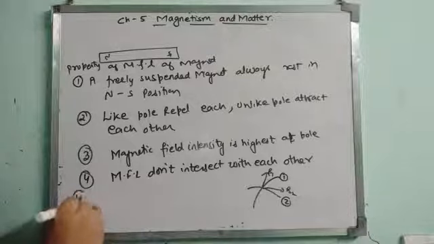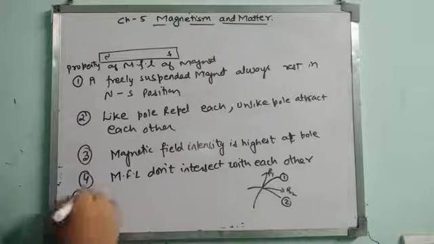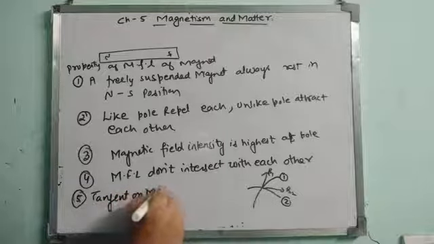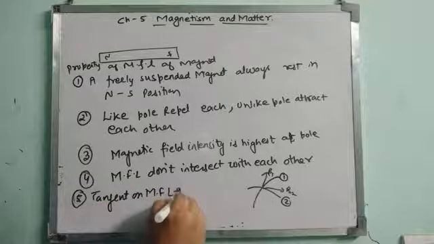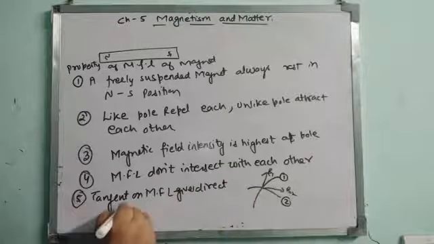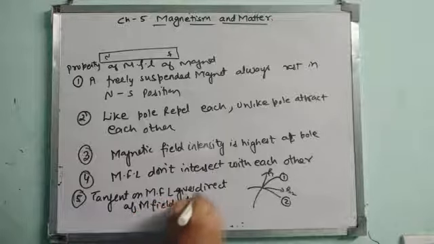Fifth, the tangent on magnetic field lines gives the direction of the magnetic field at that point.